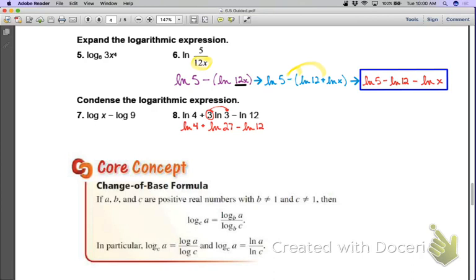Now, it's completely up to you as far as how much you do or what you want to do, but the 4 and the 27 are going to get multiplied together. Okay, so whenever I have 4 times 27, I'm going to have 108, so I'm going to have the natural log of 108. Since it's a subtraction, I can go ahead and put it all over 12. Divide 108 by 12. Final answer is going to be fully condensed all the way down to the natural log of 9.